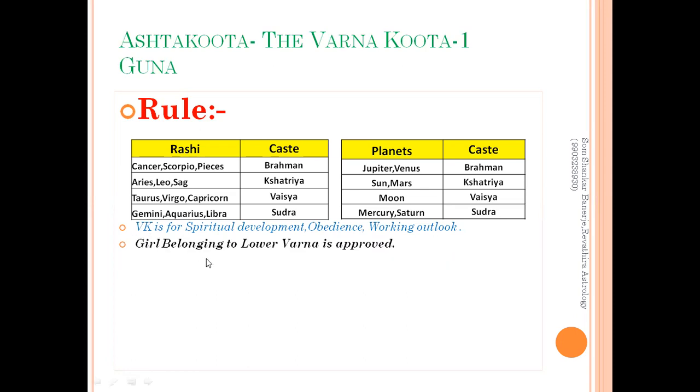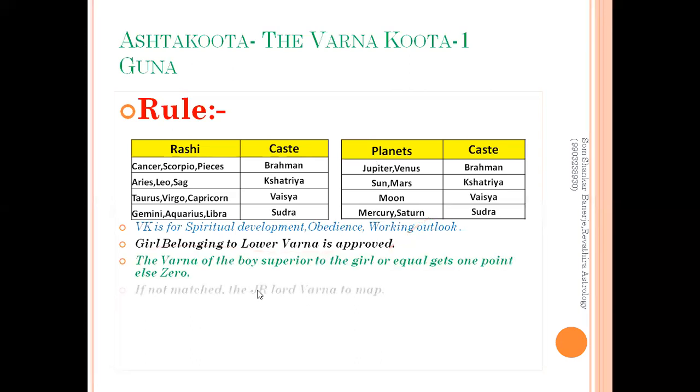So if a girl belongs to a lower varna, it is approved. By the rule, the boy's caste has to be superior to the girl's caste for compatibility. So that is what is mentioned. The girl belonging to the lower varna is approved. The varna of the boy superior to the girl or equal gets 1 point, else 0.